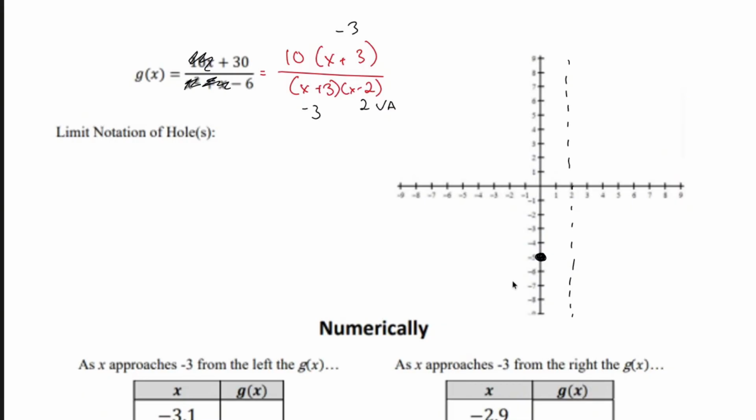I have no zeros, just holes. If I wanted to find my horizontal asymptote, I don't have one. So my end behavior is going to be 0 because the denominator is greater than the numerator. So I do have a horizontal asymptote. It's just at 0. So I should have worded that a lot better.